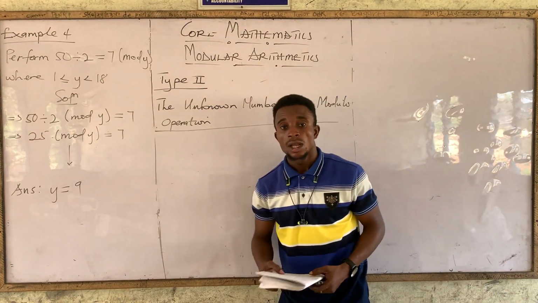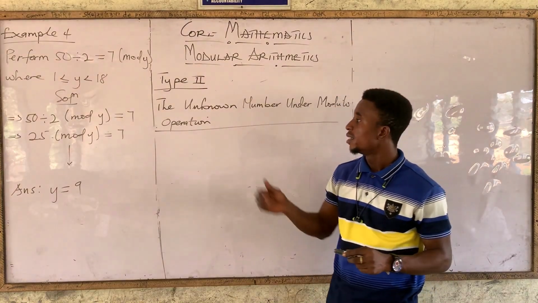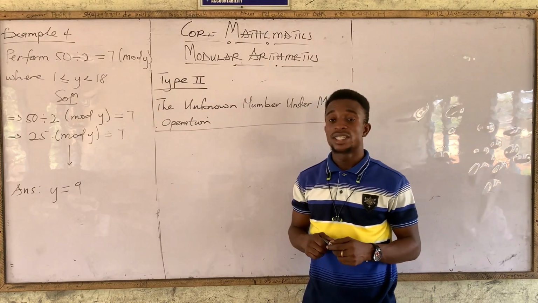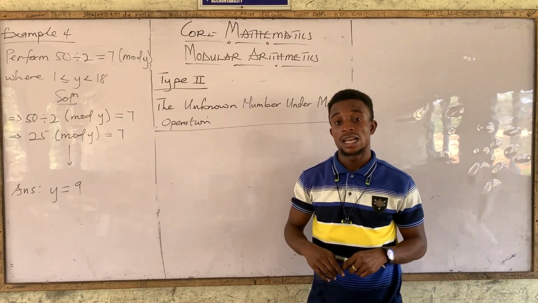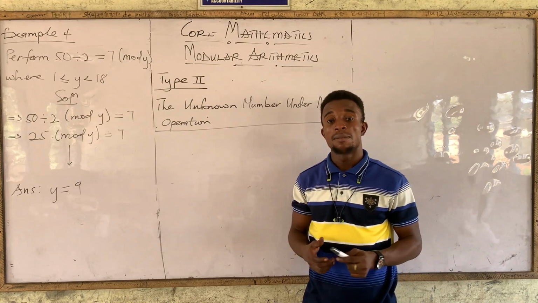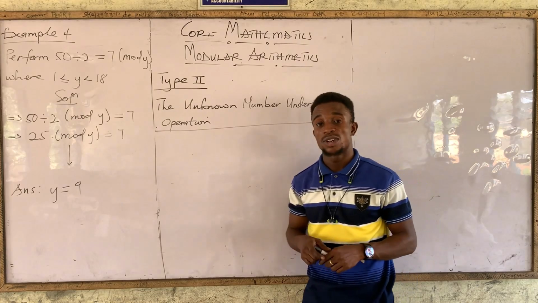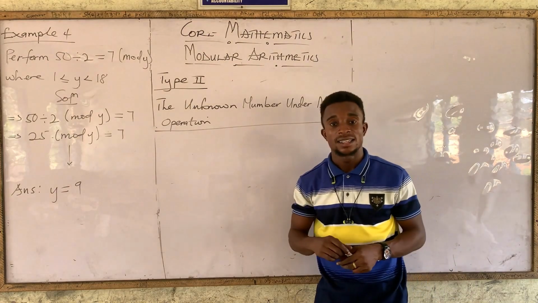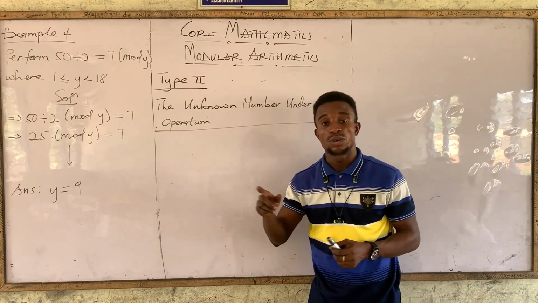Okay, so the type 2 also talks about the unknown number and the modular operation. I've spoken about this one already. So we are done with the modular number, and we are now going to tackle this type 2, which is when the number under the modular operation is not known. What do we do?